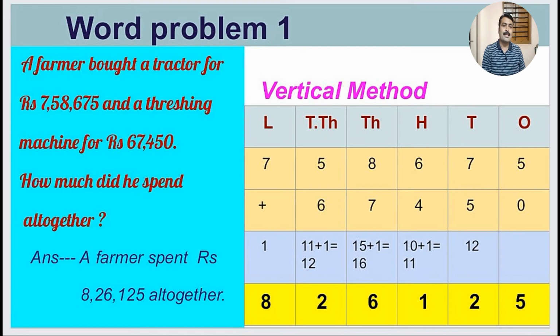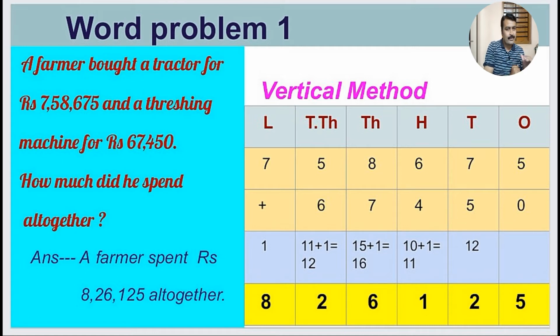All digits I am writing in a proper way. Thereafter we take the plus sign, since we identified the addition process. Thereafter we arrange the second number, which represents the cost of the threshing machine. Here the cost of the threshing machine I am taking as 67,450. While arranging this 67,450, we arrange these 5 digits below each other.